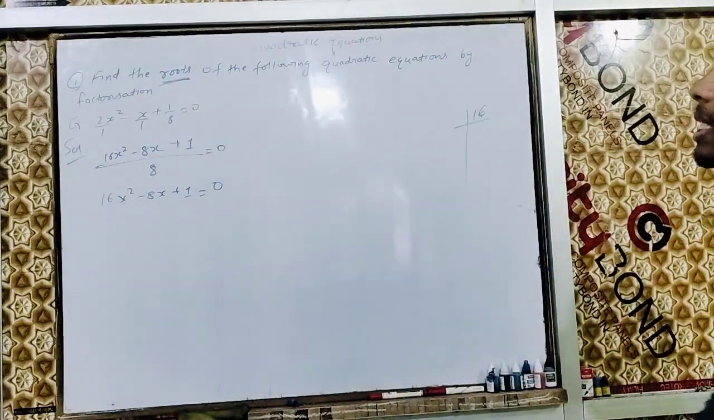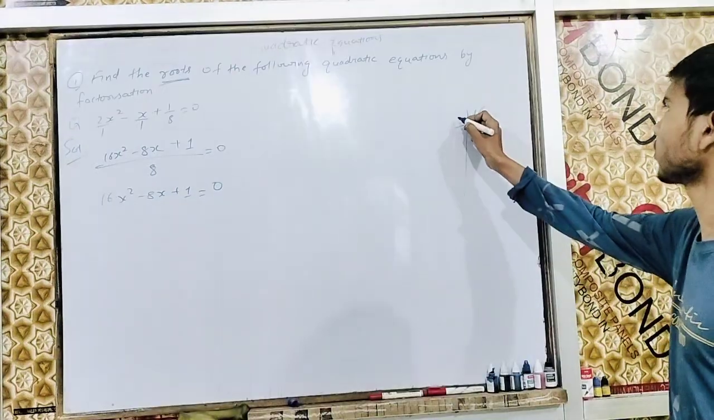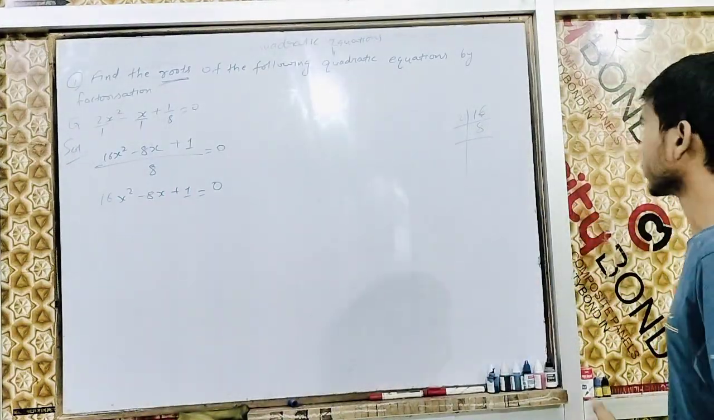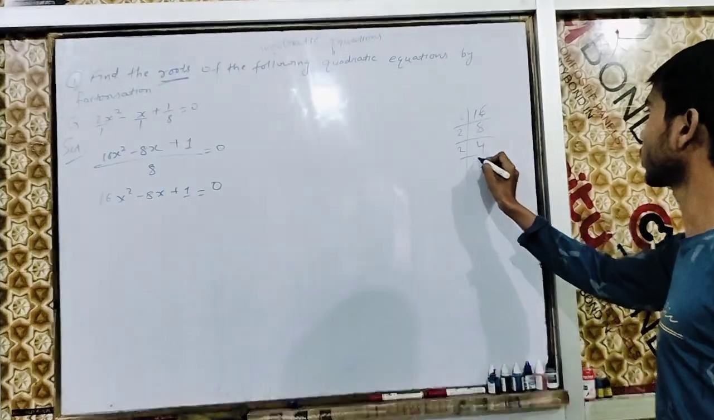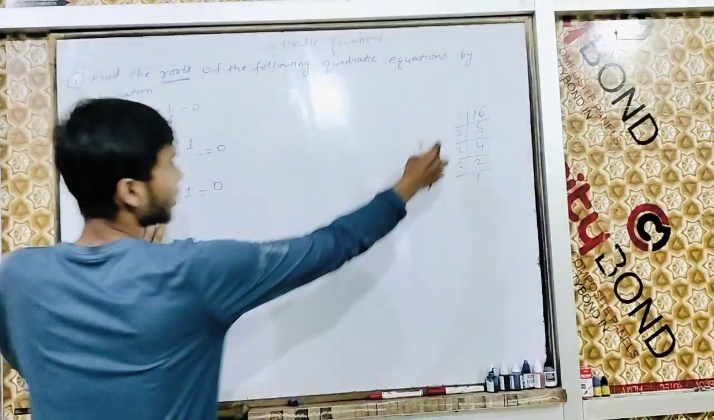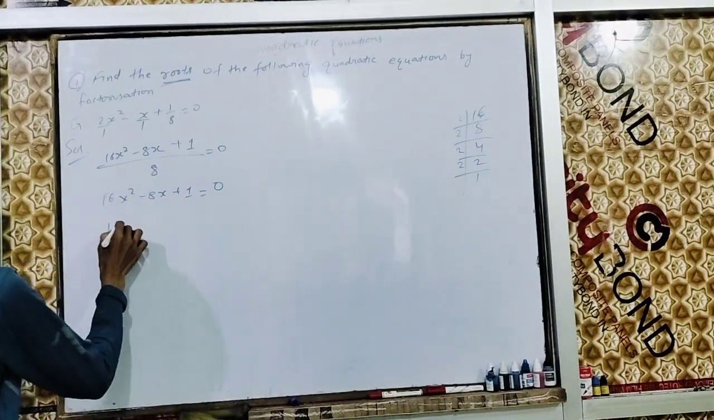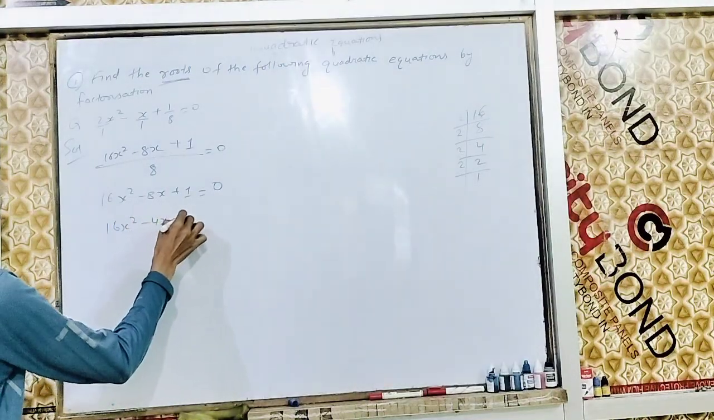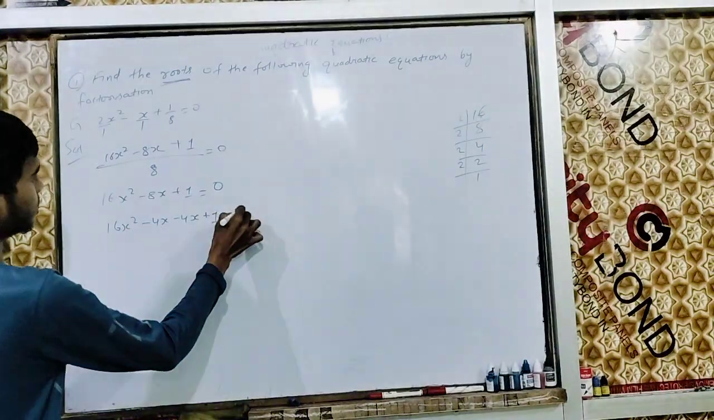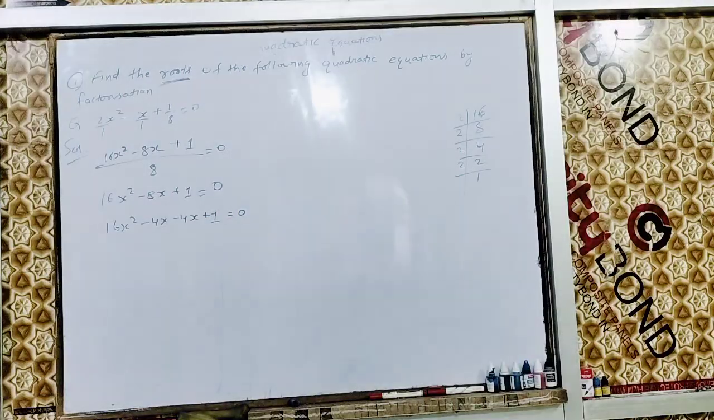Now 16 was the first term. This is a product. What should be those numbers that can give us minus 8? Here we have minus 8. So of course 4 and 4 will give us minus 8. 16x square minus 4x then plus 1. You can even check it. Is it correct or not? Here you can see minus 4, it is giving us minus 8.